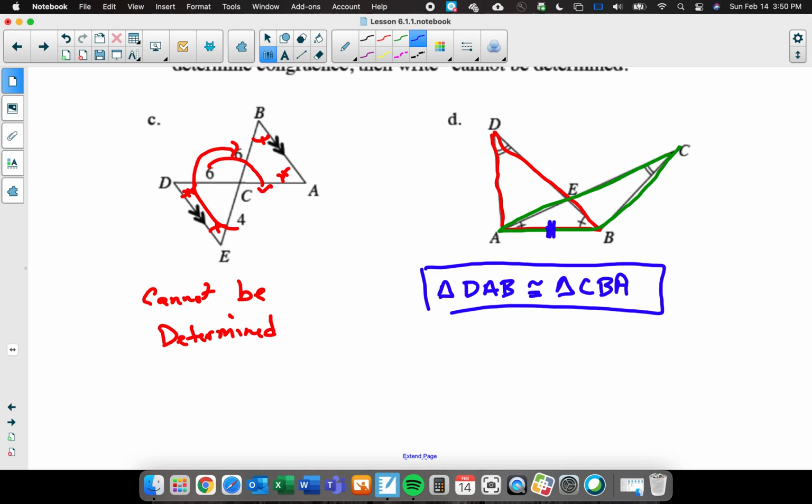Okay, so again, what you're looking for first is, are the triangles similar? Then you're trying to see if there's a 1-to-1 ratio. If it has both, then you know that they're congruent. If it doesn't have both, then they are not.